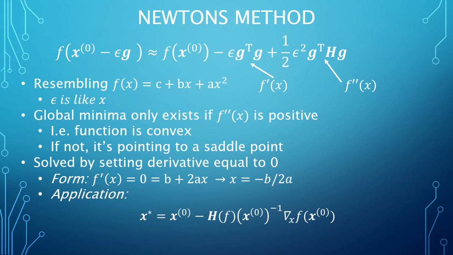In general, optimization algorithms that use only the first derivative are called first-order optimization algorithms. Optimization algorithms that use the Hessian matrix are called second-order optimization algorithms.